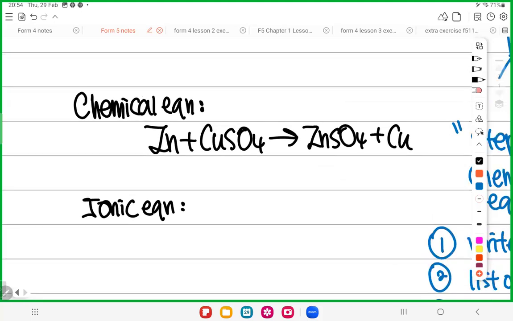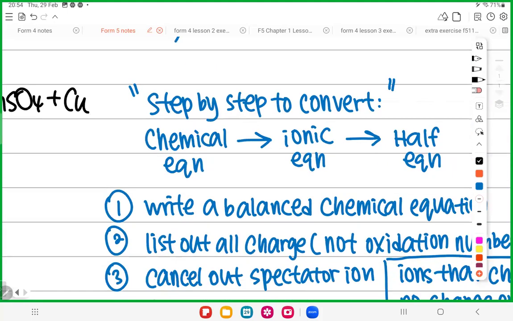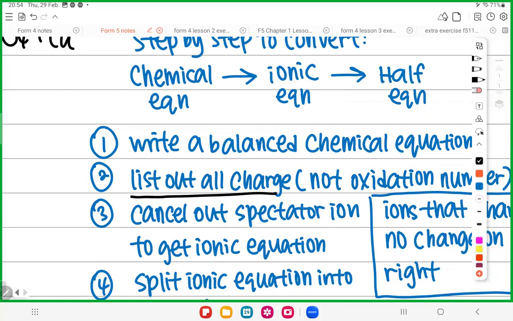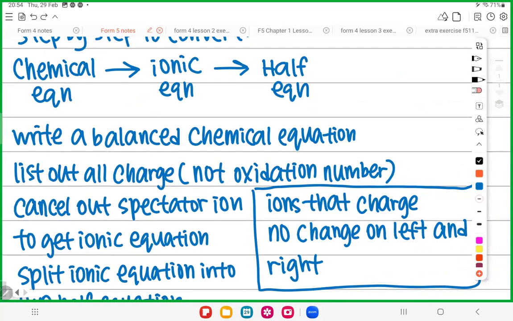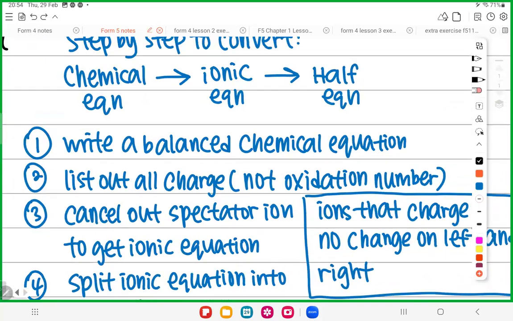Now, how to convert this equation to become an ionic equation? If you want to get the ionic equation, this is what you do. List out all the charges. I want the charge, not the oxidation number. I want you to list out all the charges. So now let's list out the charges.